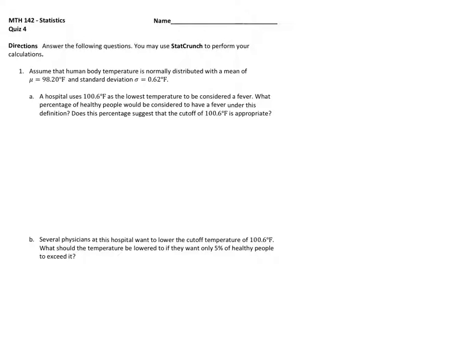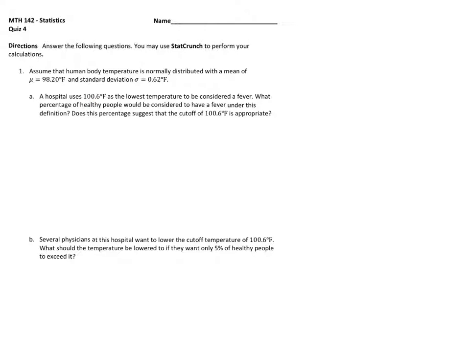So what's going on here is that because the mean is 98.2 and the standard deviation is 0.62, there's going to be some percent of people whose body temperature is greater than this, yet they're healthy. And the question is, well, is that a lot of people? Maybe that means we should reconsider this definition by either raising or lowering this temperature.